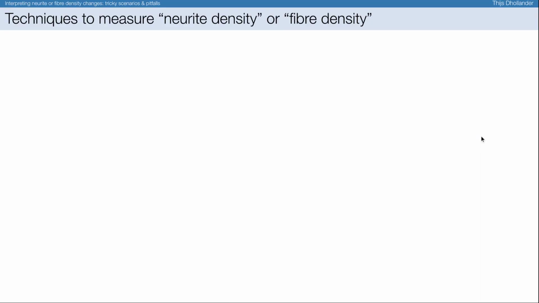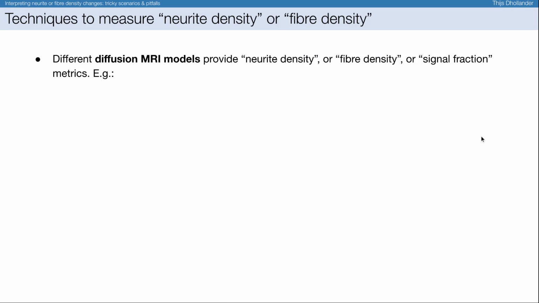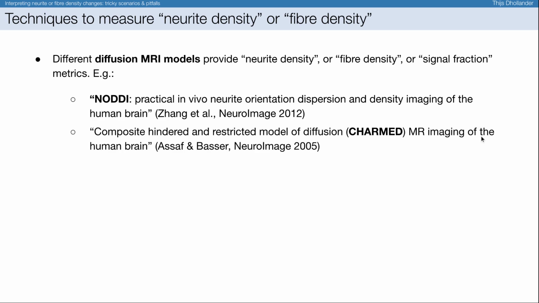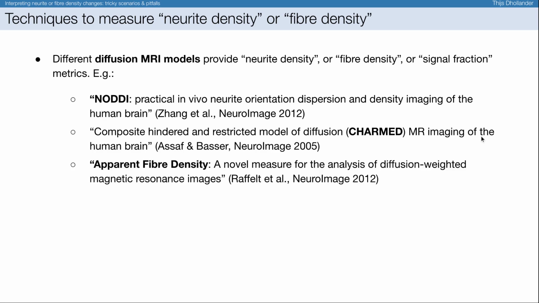Alright, so techniques to measure neurite density or fiber density. There are many, because that's what we do in diffusion MRI. We develop many new models. I'll just name a few for example. So NODDI, from NODDI you can get a neurite density. A little bit longer ago there was the CHARMED model. From that you could get an axon signal fraction. And there's also the apparent fiber density metric from spherical deconvolution techniques more recently. But this list is of course just a few examples.